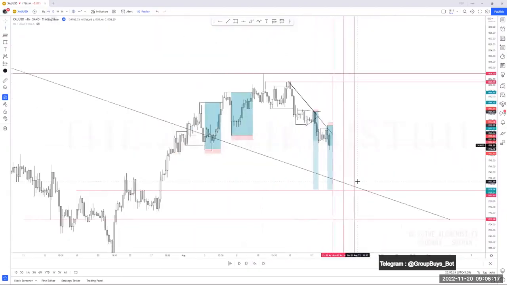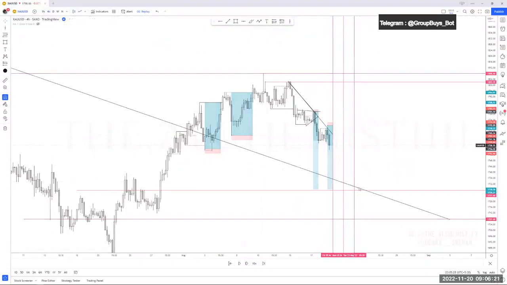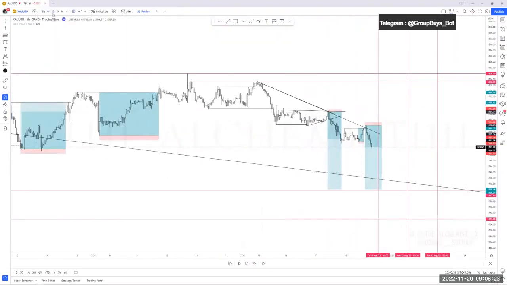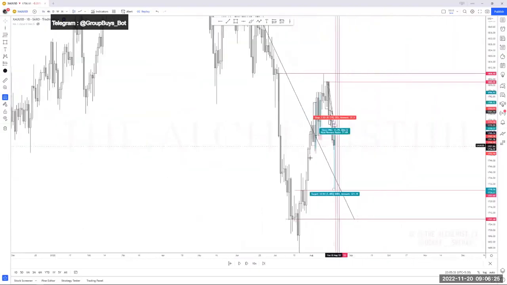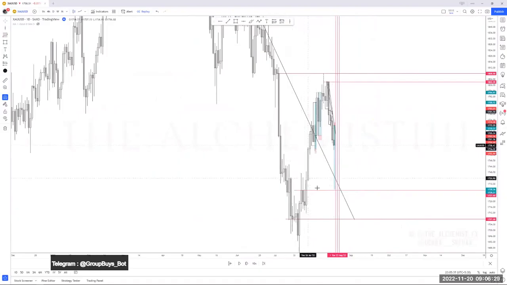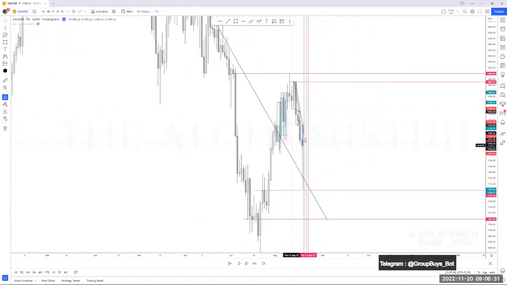Now what are we going to do? Every single time the market comes up, we'll be looking for sells. So let's wait now. On the daily, did we have any other zones? No. The next zones on the daily are all the way around here. Can you see that? Until it goes here, we can start looking for sells.